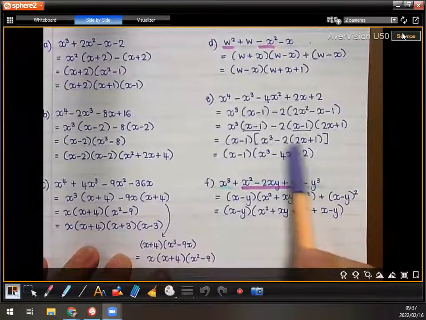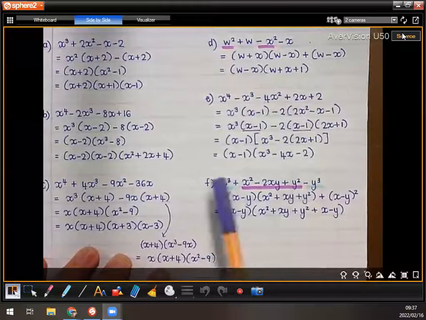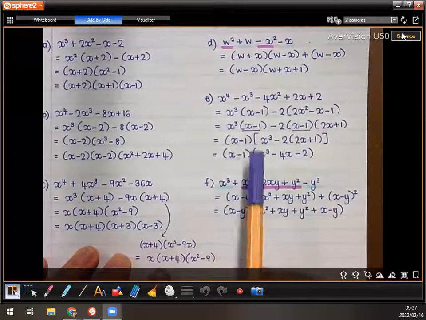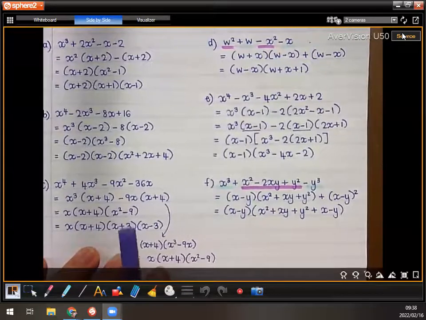And then also, whatever you're getting in this bracket, check. Can you factorize it again? All right, in this case, you couldn't, I don't think. I did check, but that's not a trinomial, right? It's an x cubed. Okay, it's not an x cubed.